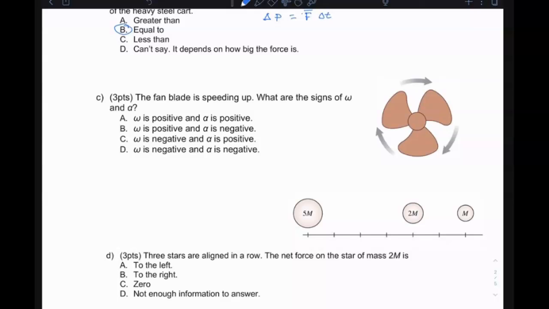They tell us that the fan is speeding up, which means that the sign of the angular acceleration must be the same as the sign of the angular velocity. So the correct choice for this question is D.